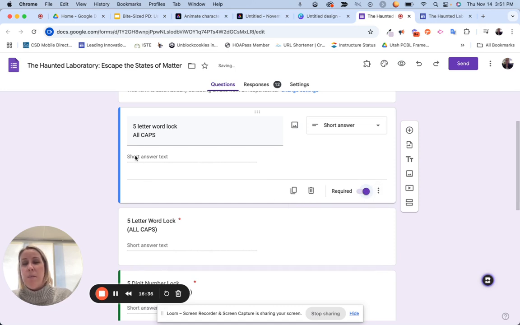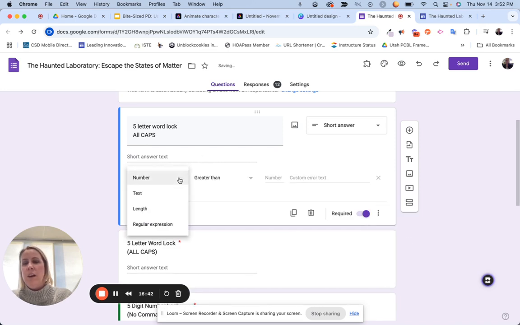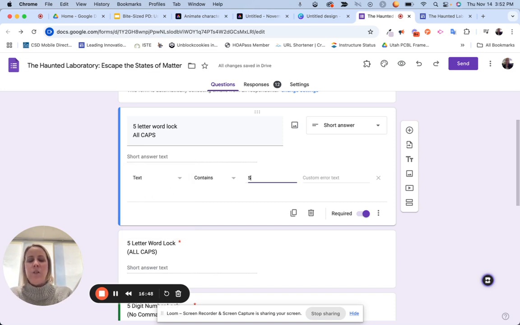And notice I'm not typing the answer here because they'll see it. I click on the 3 dots, do response validation. If it's a number, you can do this. I've been doing text contains, and that's where you can type in solid, make sure it's in all caps, or you can do the numbers and then try again.